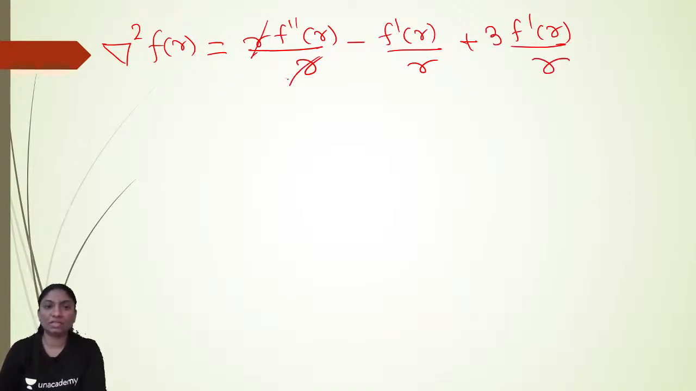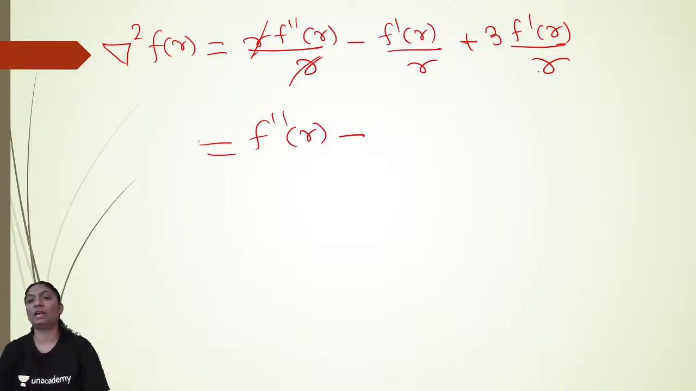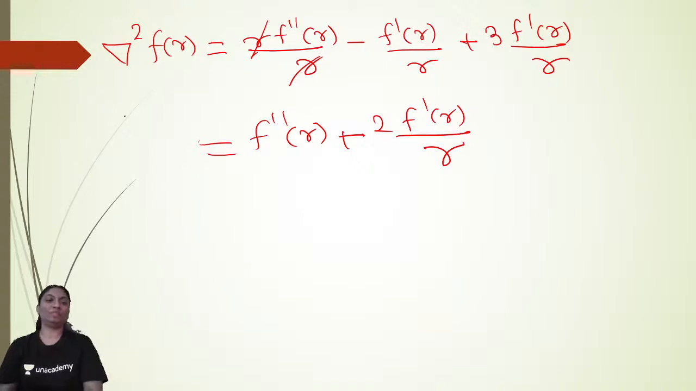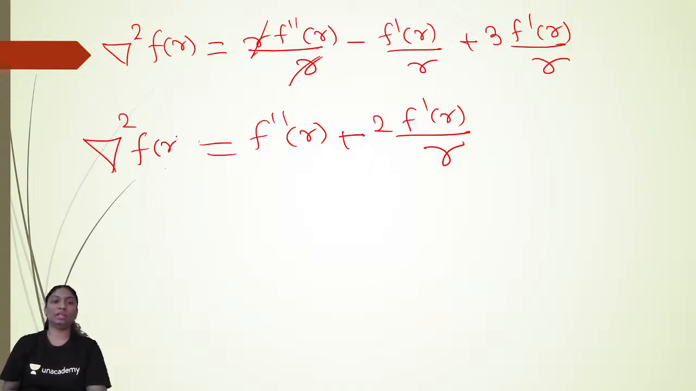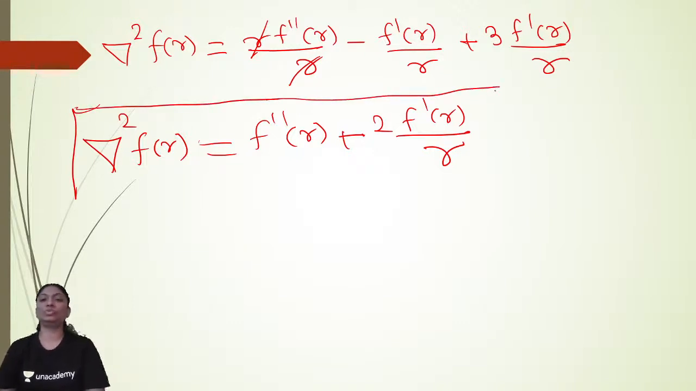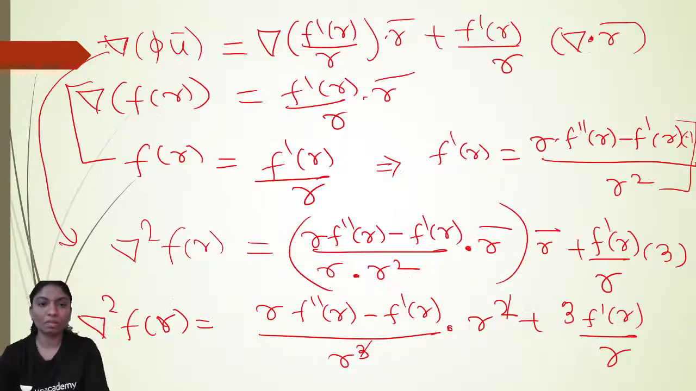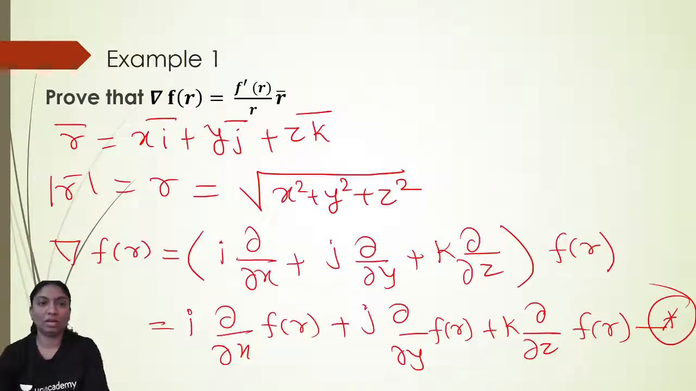Now if you see this cancel out, so f double dash of r minus, अब ये 3f dash of r upon r है, ये minus f dash of r upon r है, ये बन गया plus 2f dash of r upon r. That's we want to prove. Okay? Del square of f of r is equal to f double dash of r plus 2 into f dash of r upon r. I hope you are clear here. तो ये तो बन गया आपका del of f of r.